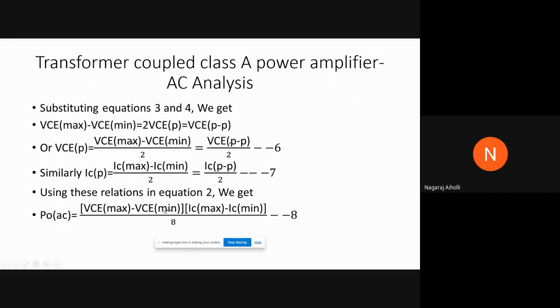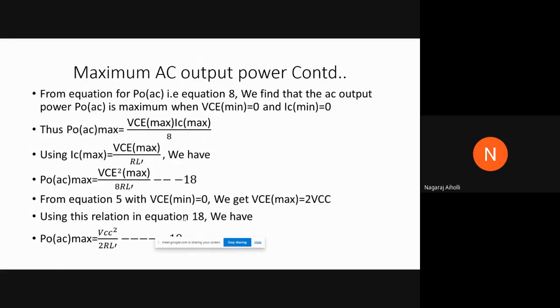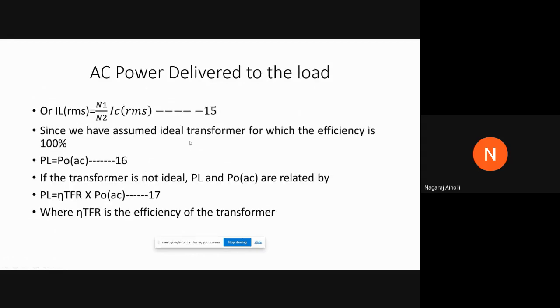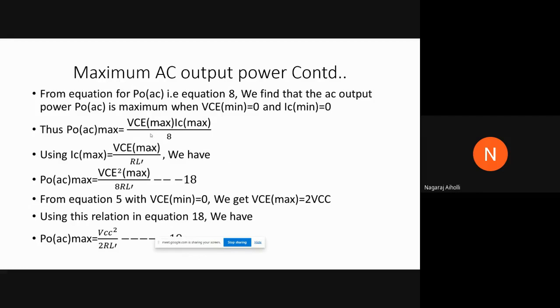So if we substitute VCE min equal to 0 and IC min equal to 0 in this equation, what will we get? P naught AC is equal to VCE max into IC max by 8, because VCE min equal to 0 and IC min equal to 0. The equation is P naught AC is equal to VCE max into IC max divided by 8. That is the equation that we are getting here. P naught AC max is equal to VCE max into IC max by 8. Now IC max, the equation for IC max, is VCE max by RL dash.